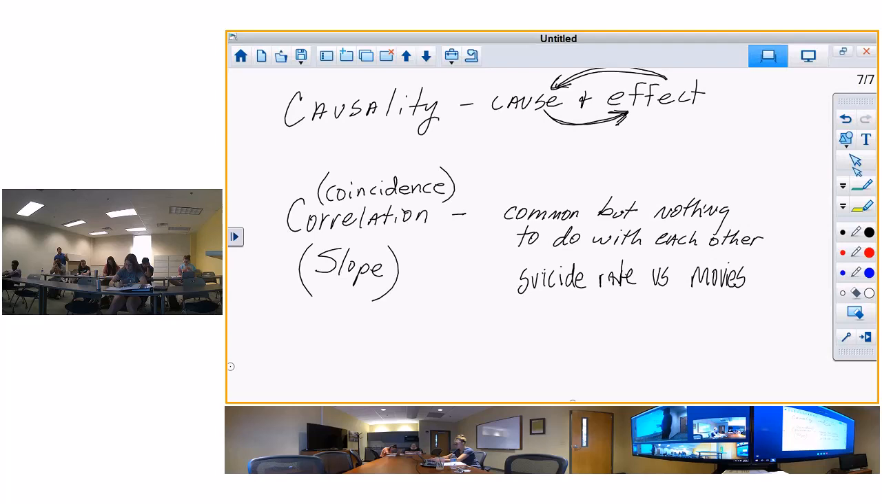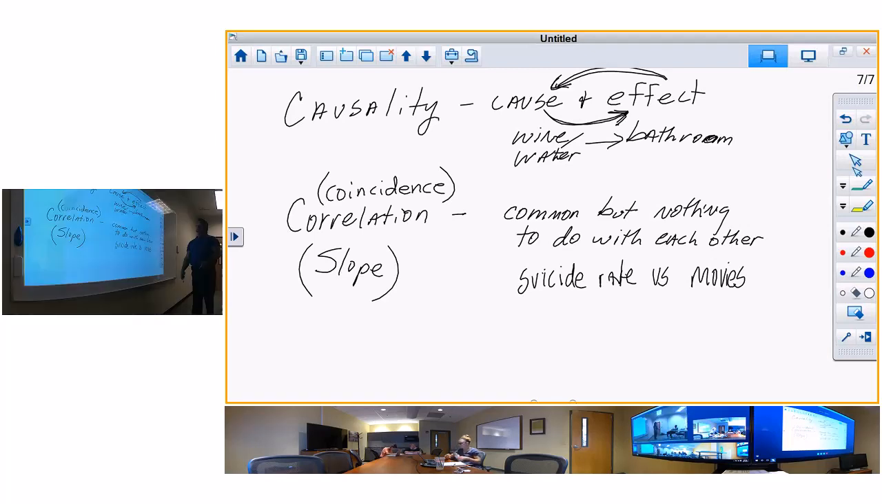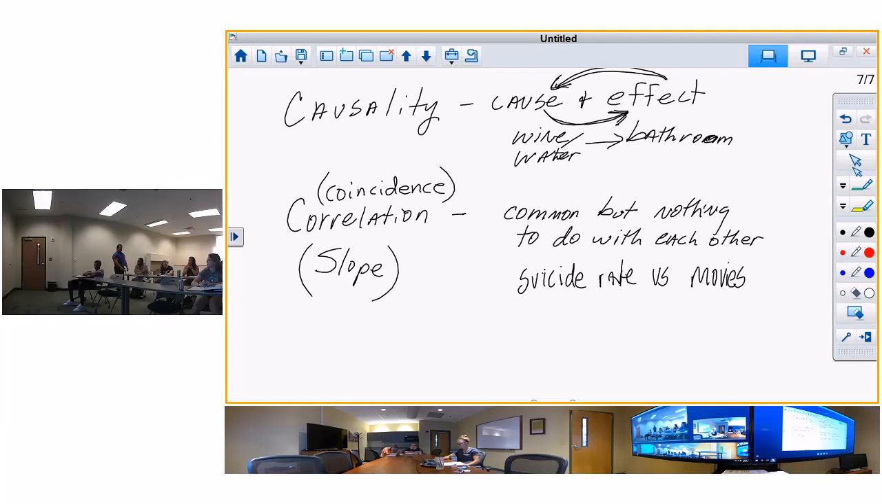Let's put right here, wine, bathroom. And for those of you that don't drink, you put water here if you want to. Okay? Wine or water means that you're going to the bathroom more. Is there a causality between citrus nitrate and going to the bathroom? Y'all know what citrus nitrate is? That stuff that you drink, that you get at Walgreens and you drink, or they give it to you before you take a colonoscopy? Oh, that's rough.